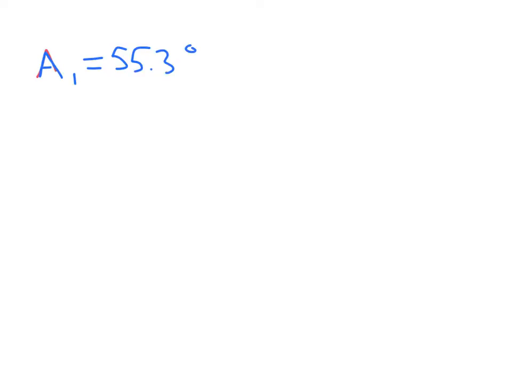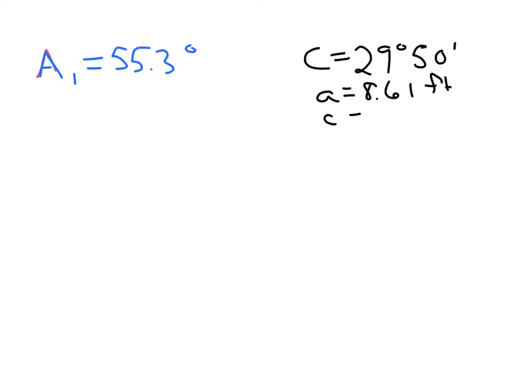Okay, and remember we had given information. Angle C was 29 degrees and 50 minutes. And then we had the lengths of side A and side C, which I guess I'll go ahead and jot down. C was 5.21 feet.